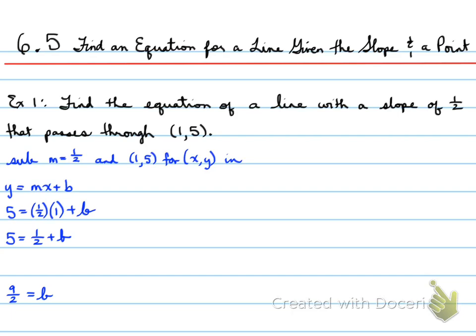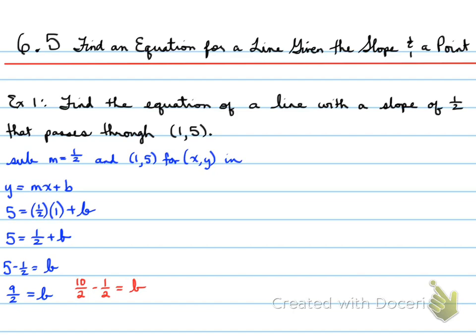Those of you wondering how we got that? Well, it would be 5 minus 1/2 is equal to b. If you're thinking about it, we want to find a common denominator, so we say 10/2 minus 1/2 will result in the answer of b equals 9/2. But remember that you can use a calculator to get the answer as well.